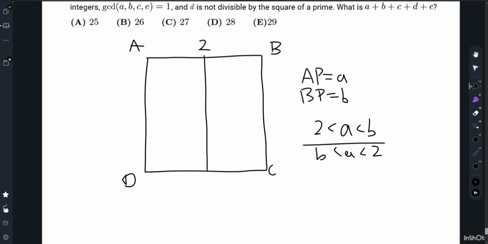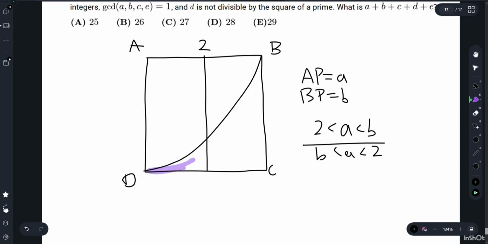So for A to be less than B, the locus of points has to be on this side of the square, because then PB is always longer than PA. On top of this, since A is greater than 2, P is outside the circle, where the circle is the set of points where A is less than 2. So this is the shaded area for case 1.